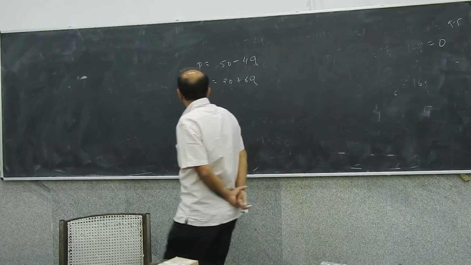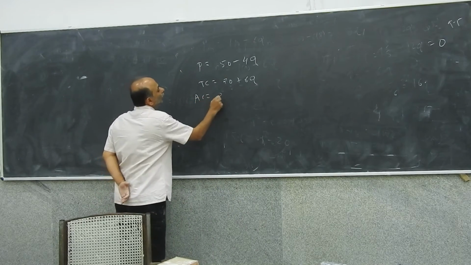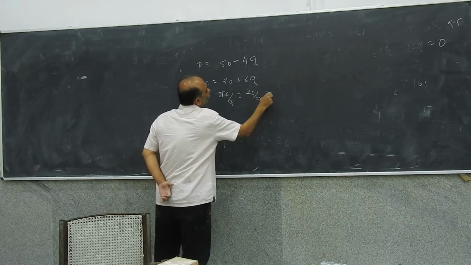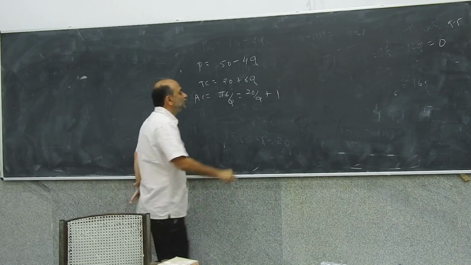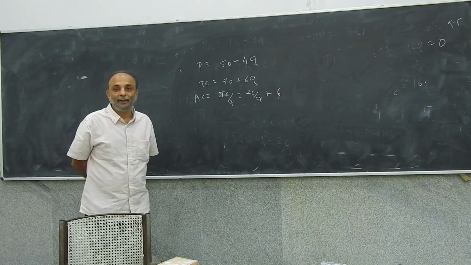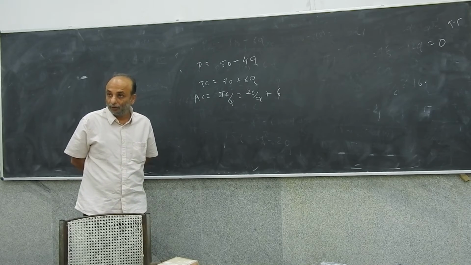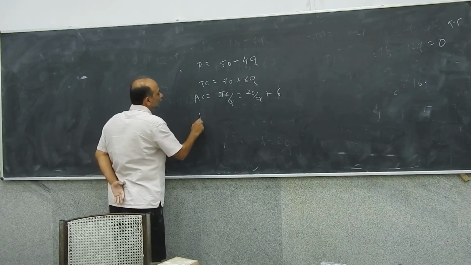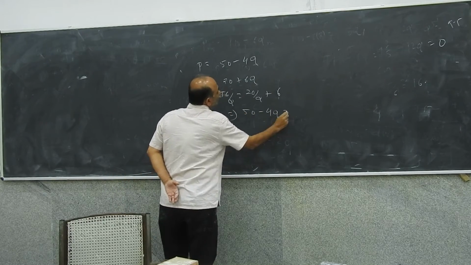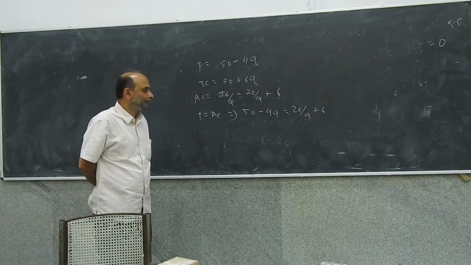So total cost is this, what will be average cost? First let's find out what is average cost. Average cost is total cost by Q, which is 20 by Q plus 6. Right? Price has to be equal to average cost. So what does that equilibrium mean? It means price is equal to average cost, which implies 50 minus 4Q is equal to 20 by Q plus 6.